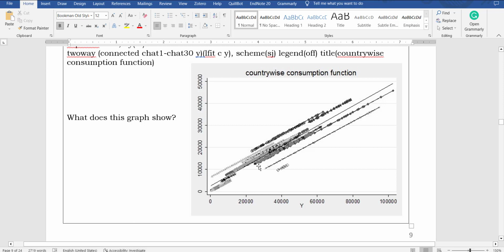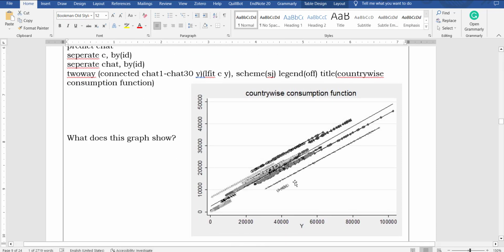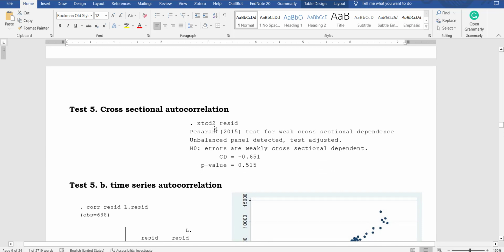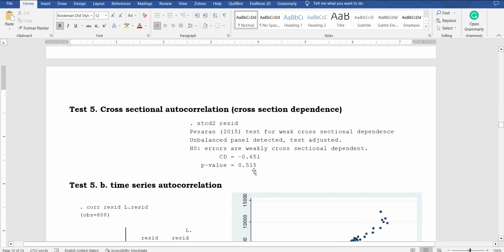You can notice that each line is parallel. Why? Because the slopes are the same. We are only allowing the intercept to differ because of this dummy variable. Since the lines are not placed on top of each other, it means there is intercept heteroscedasticity, and the intercept differs because of cross section, so there is cross section hetero. Then cross section correlation can be tested using xtcd. This is also called cross section dependence. So there is no cross section dependence.